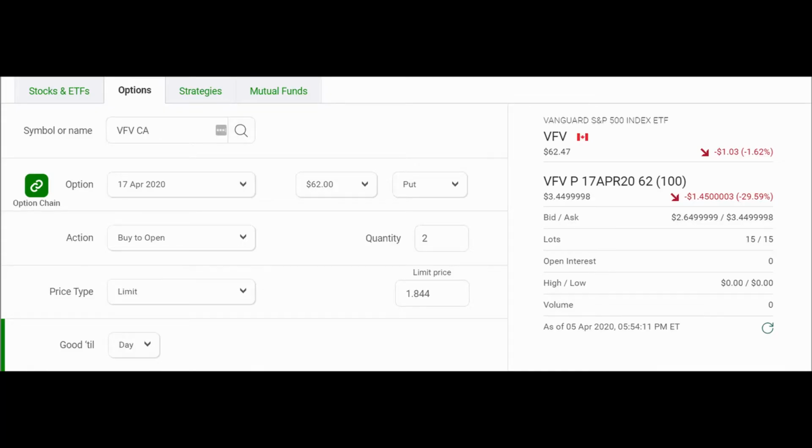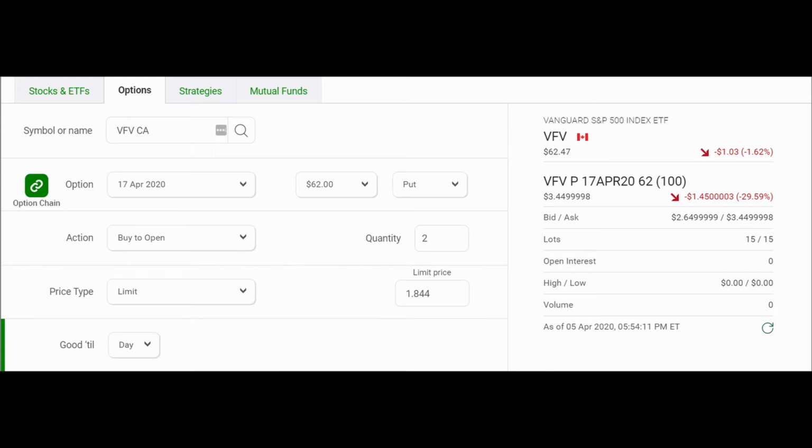It is available in things like TD and Questrade, but to set up a TD account, it took quite a bit of time. So if you want to start trading options, I suggest you start opening a margin account as soon as possible. Alright, for this example, I'm going to use TD's direct investor platform.